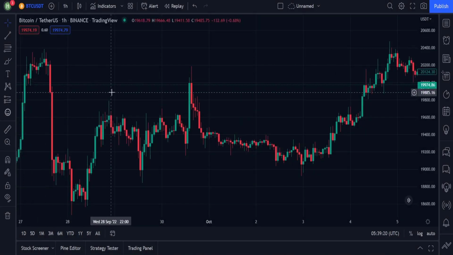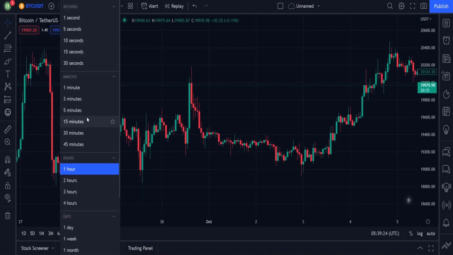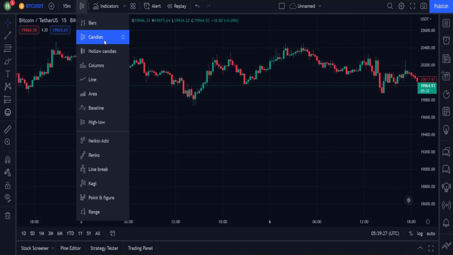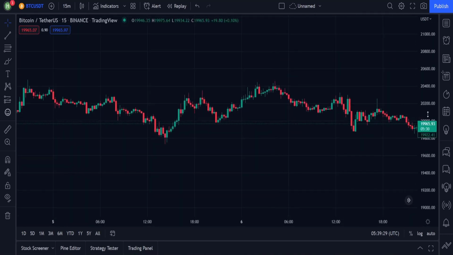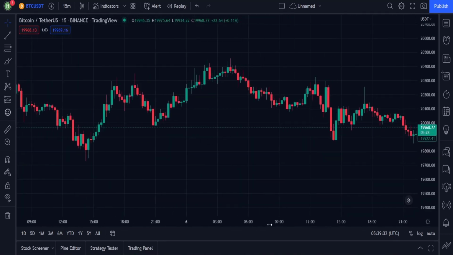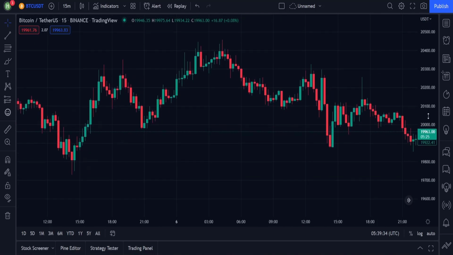So I'm in TradingView.com, and I'll be using a time frame of 15 minutes and regular candles for this strategy. This strategy works well on multiple time frames. You can even use it on a 5-minute chart. Now that our chart is set, we'll add our indicators to the chart.